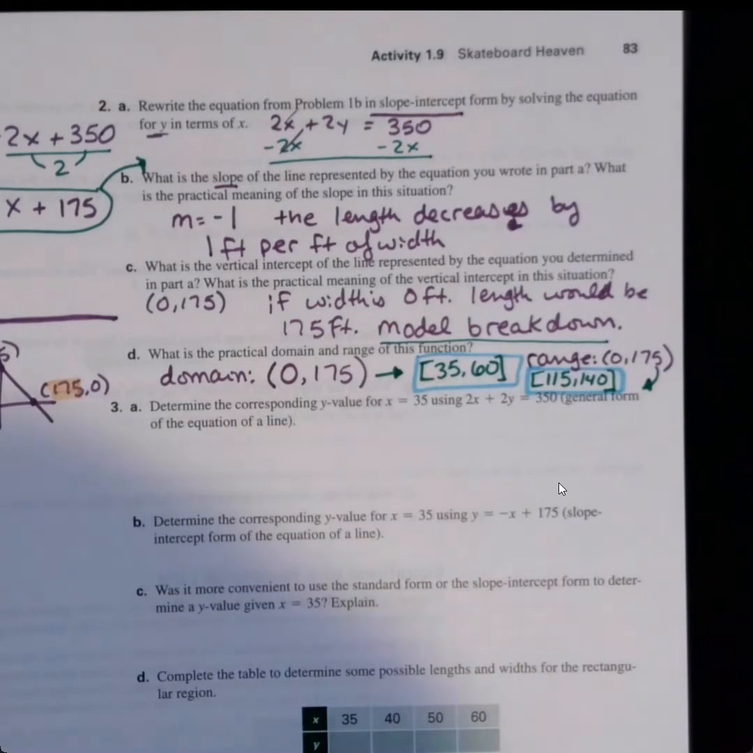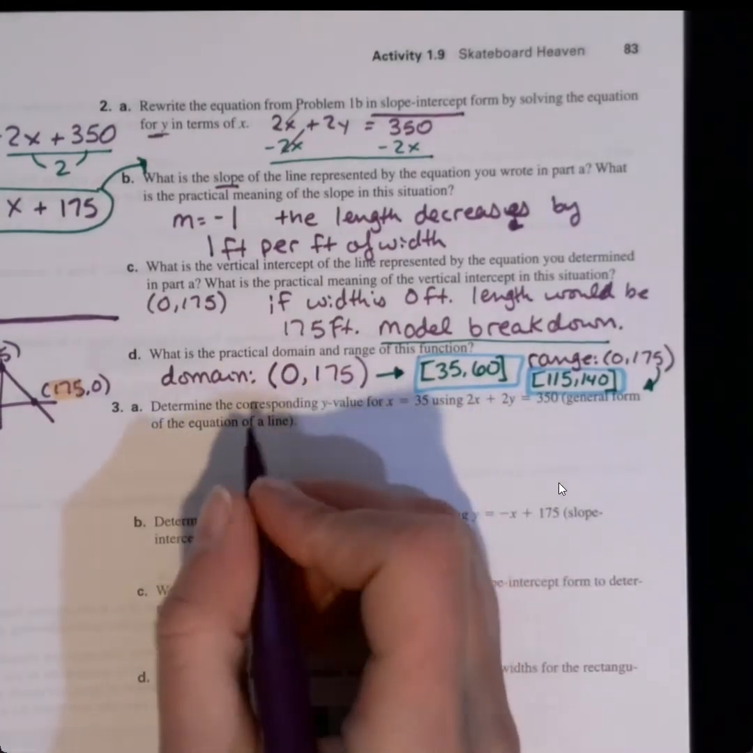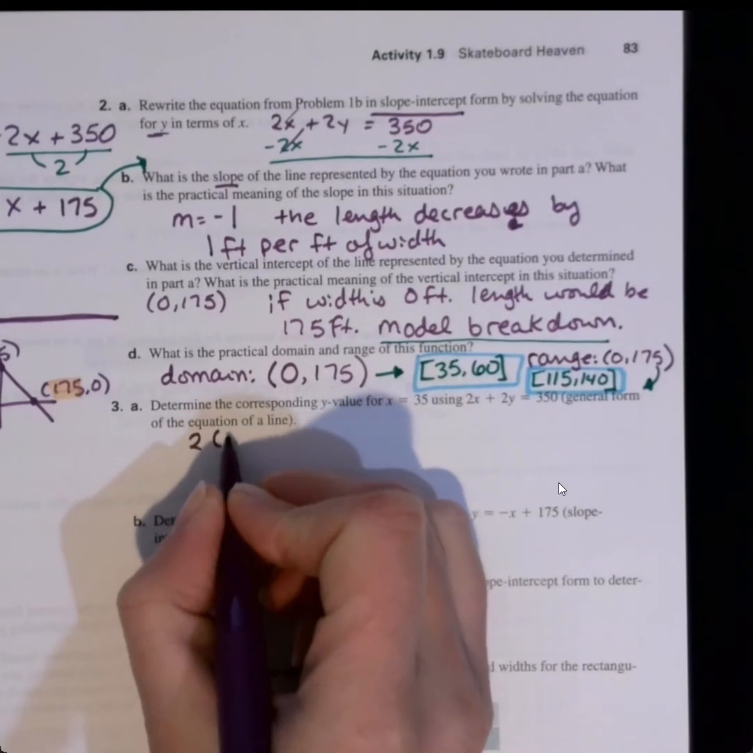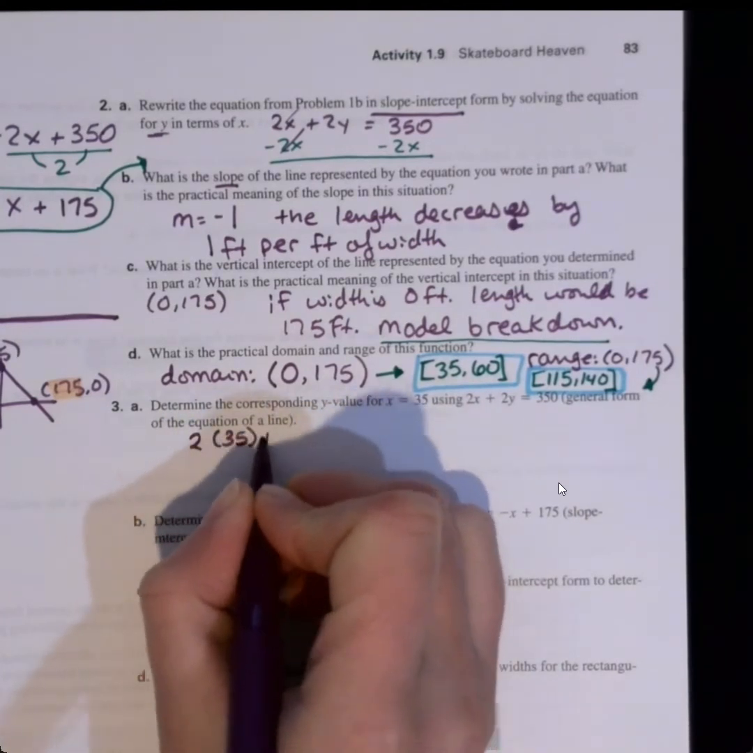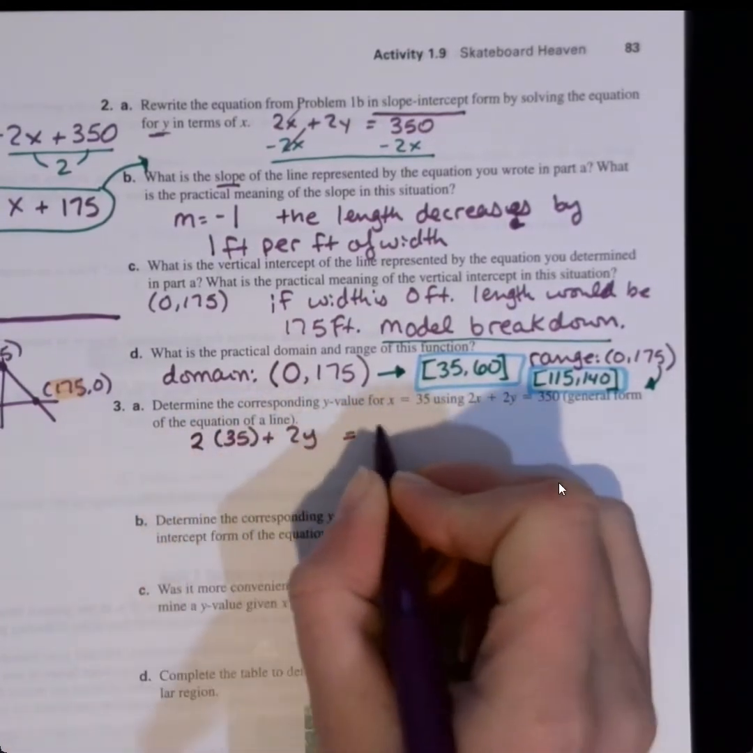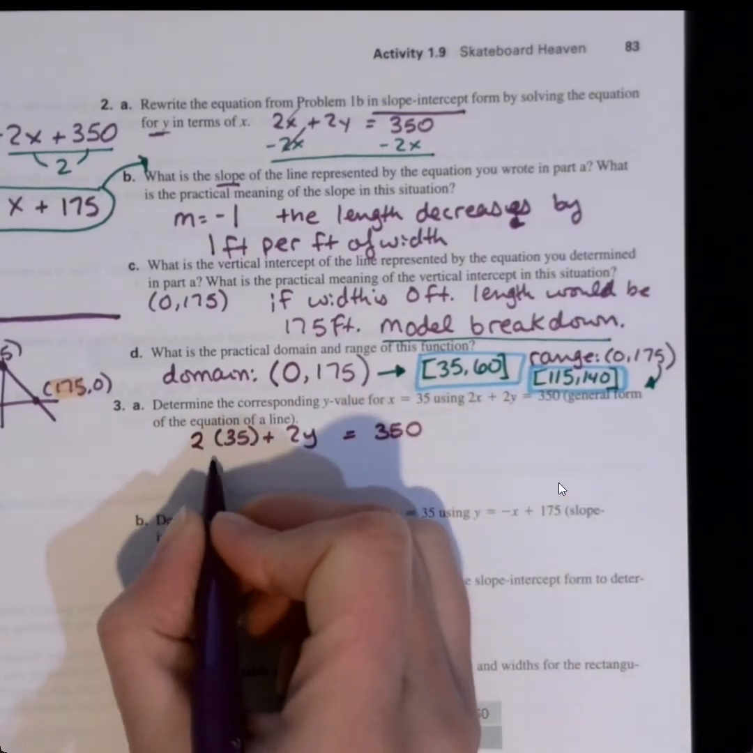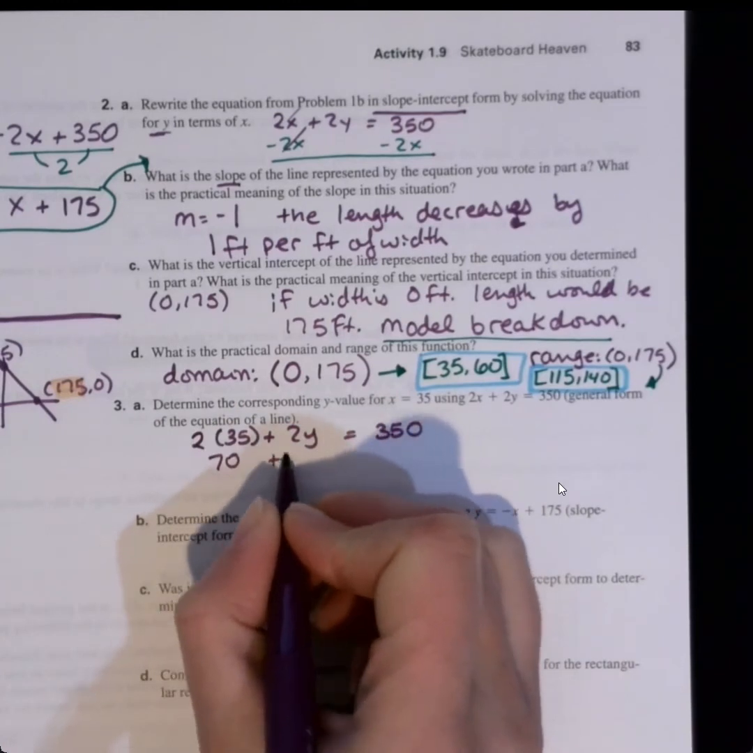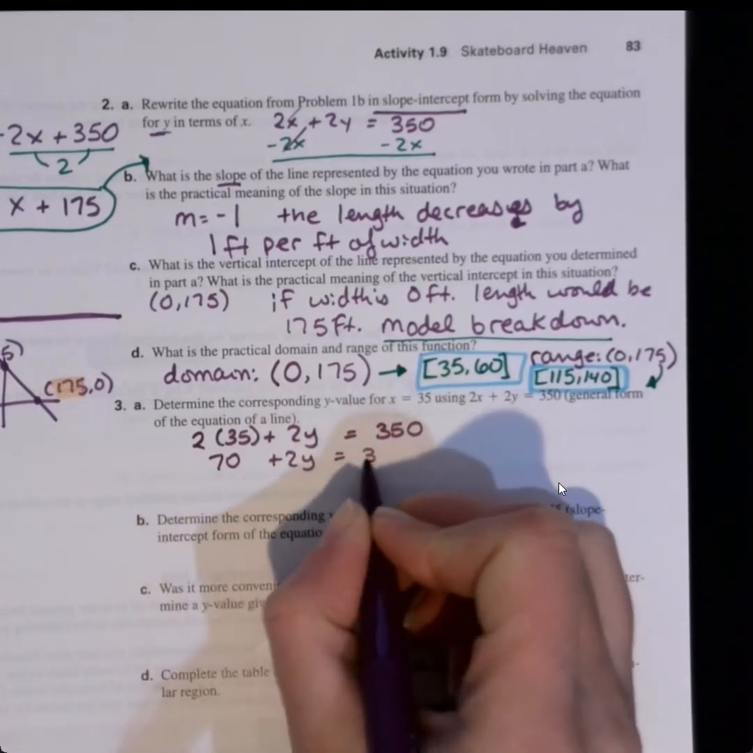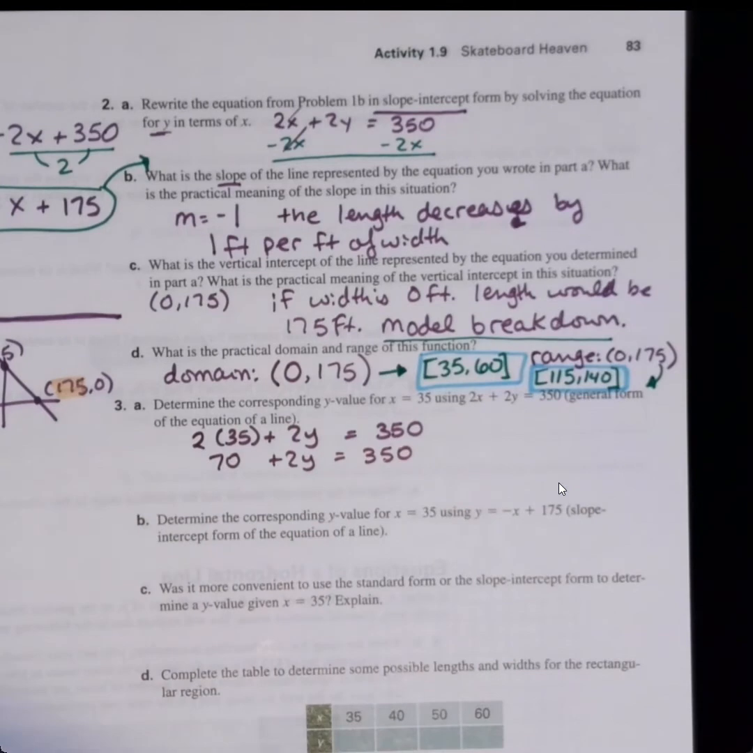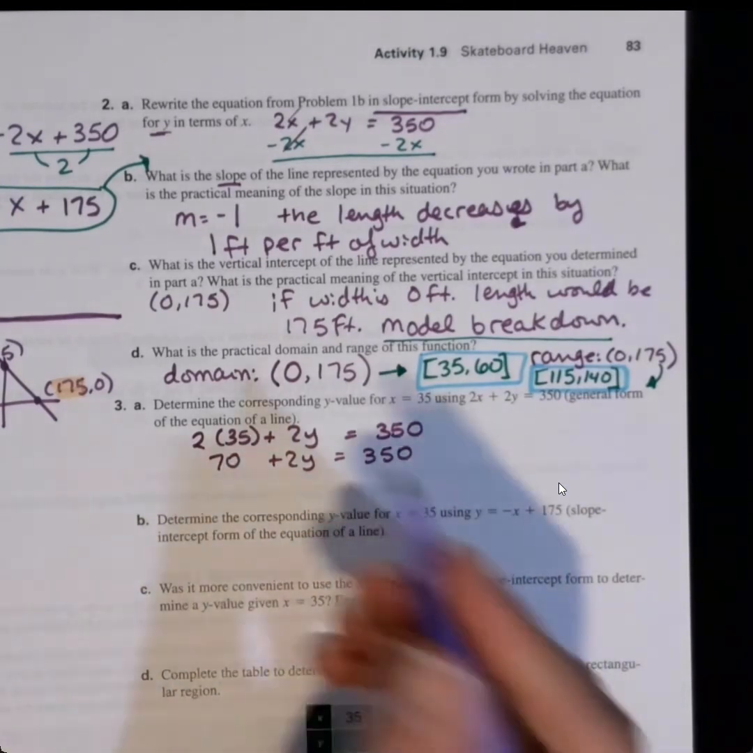Determine the corresponding y value for x equals 35 using the general form of the equation. Okay. So 35 for x. So 2 times 35 plus 2y equals 350. 2 times 35 is 70, plus 2y equals 350. And if we are solving for y, we're going to subtract the 70 from both sides.